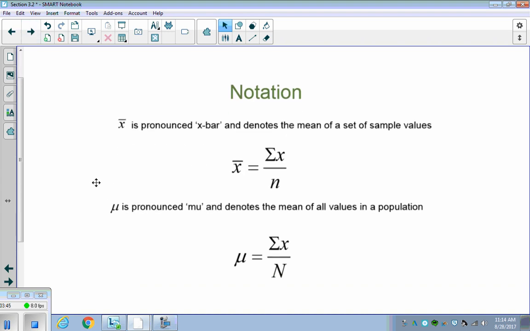So here's the notation. We already know that. We're going to sum up all the data, divide by the number, and this is how we're going to show it. And it's called X bar. And X bar is the mean of a sample. Okay? Mu, another Greek letter. We get to learn lots of Greek letters this semester. Mu is the population mean. We're going to use those throughout the entire semester. X bar and mu, and you need to know which is which.